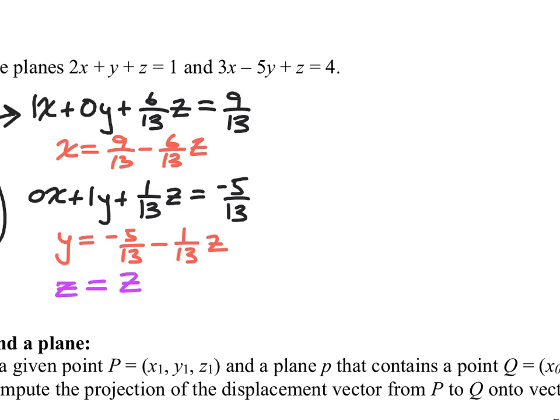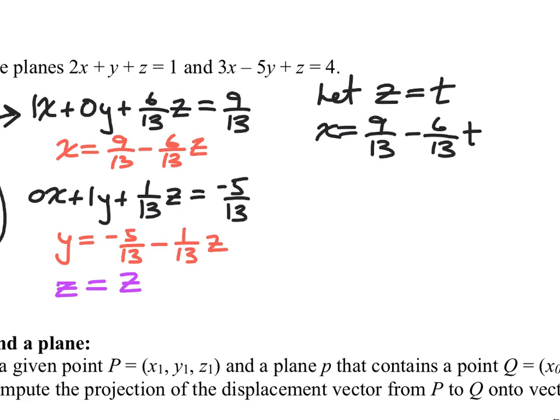So let z equal some unknown value t. We'll define it in terms of t. And so we would conclude that x is equal to 9 over 13 minus 6 over 13t. Y is equal to negative 5/13 minus 1/13 t. And z would be equal to t.